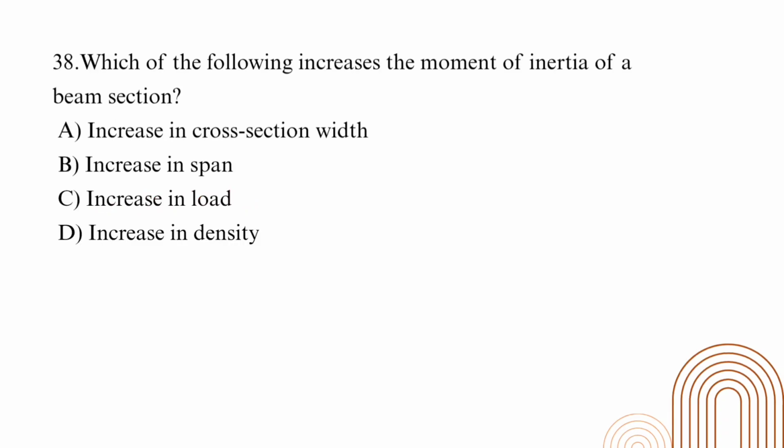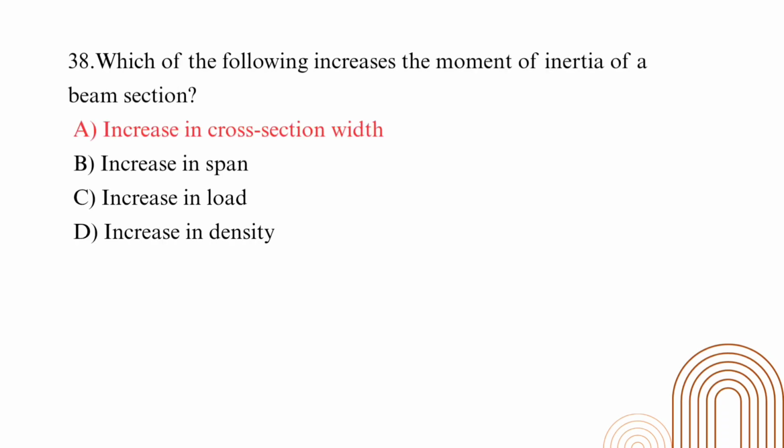Now the next question number 38: which of the following increases the moment of inertia of a beam section? And options are A, increase in cross section width, option B, increase in span, option C, increase in load, and option D, increase in density. And the correct answer is option A, increase in the cross section width. Increase in the cross section width increases the moment of inertia of a beam section.